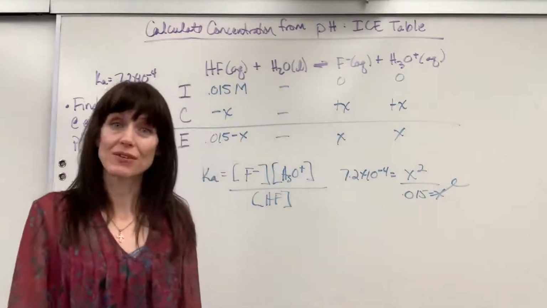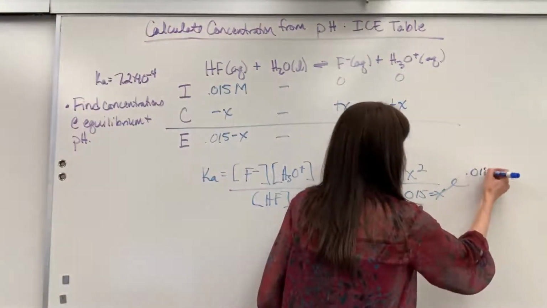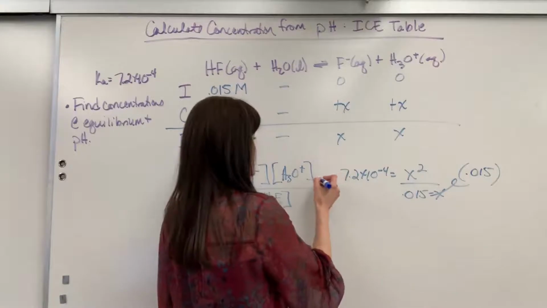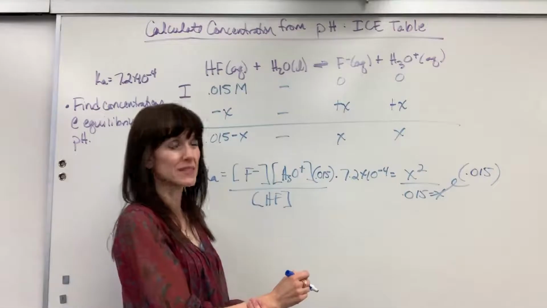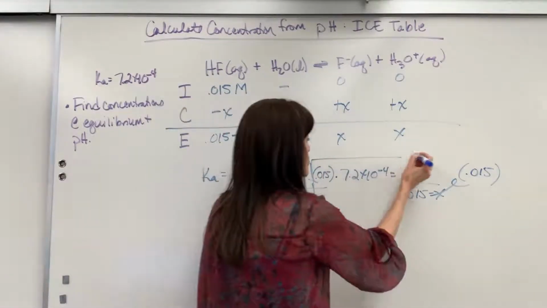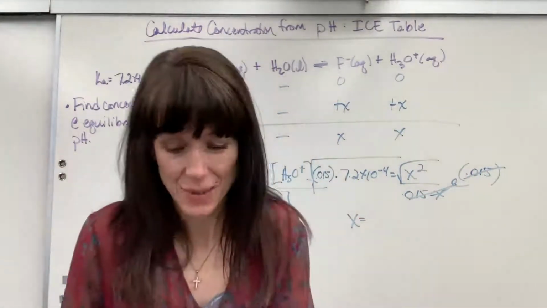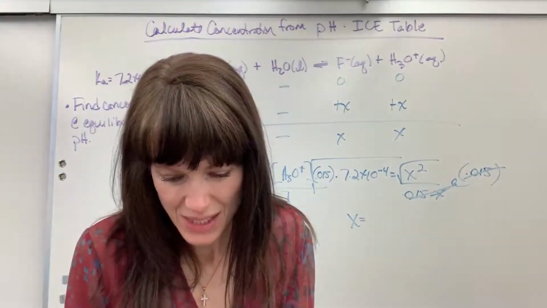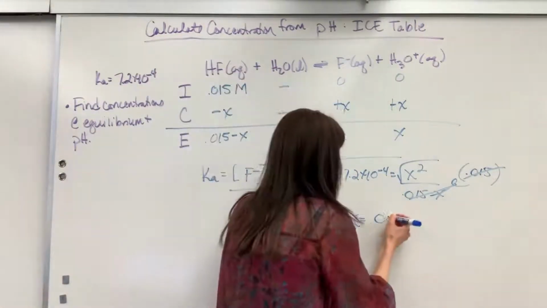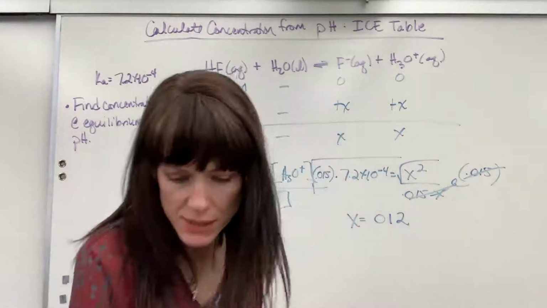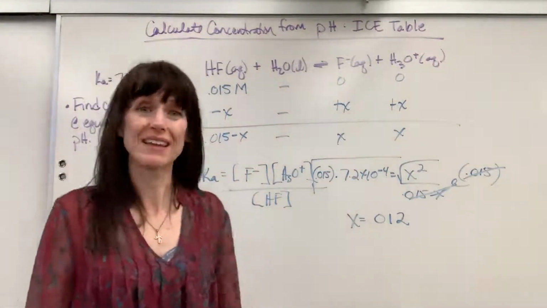Okay, now we just have a little bit of an algebra problem. I am going to multiply both sides by 0.015. Let's do this times 0.015. And then what we'll do is I'm going to take the square root of this entire problem. So if we do the square root like that, we're going to get x equals, and let me tell you, x is going to equal 0.012. Okay, great. So now we can go back and just plug everything in.